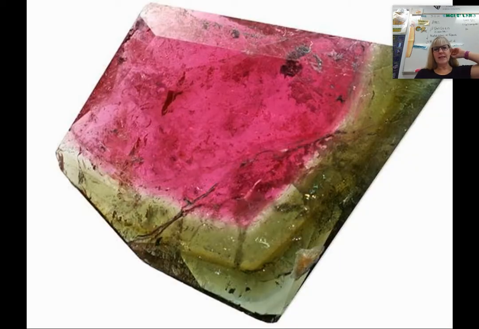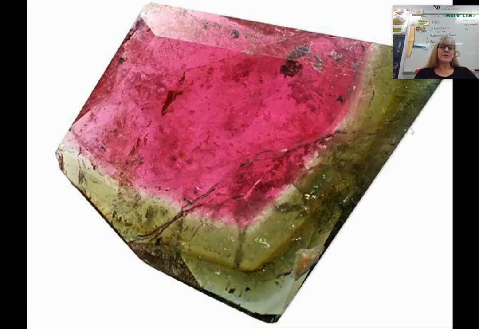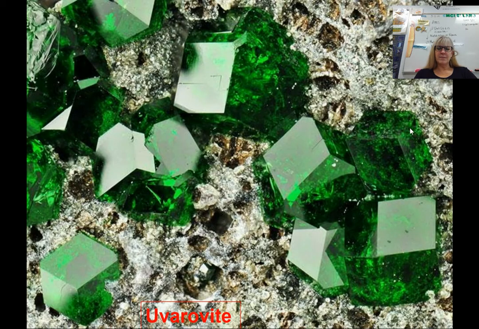This is tourmaline. This is called a watermelon tourmaline for obvious reasons. The different elements that have been part of this mineral tourmaline have given it this red in the middle and the green on the outside. And there's quite a few of these out there. You can buy these. They're pretty cool. But that's a watermelon tourmaline.